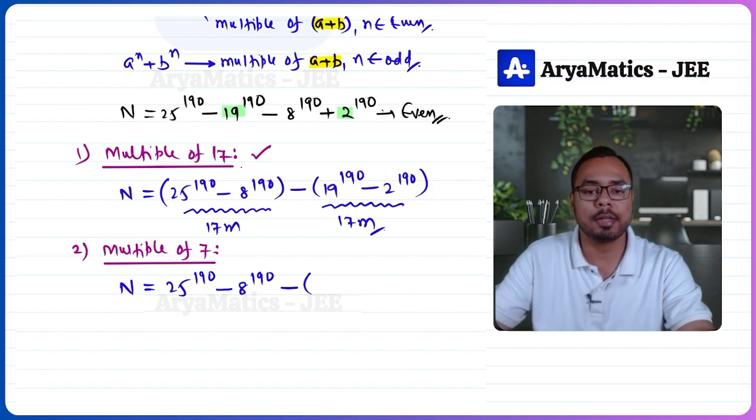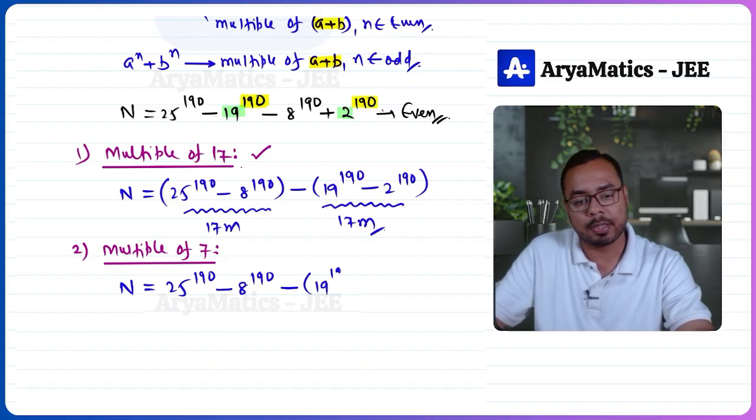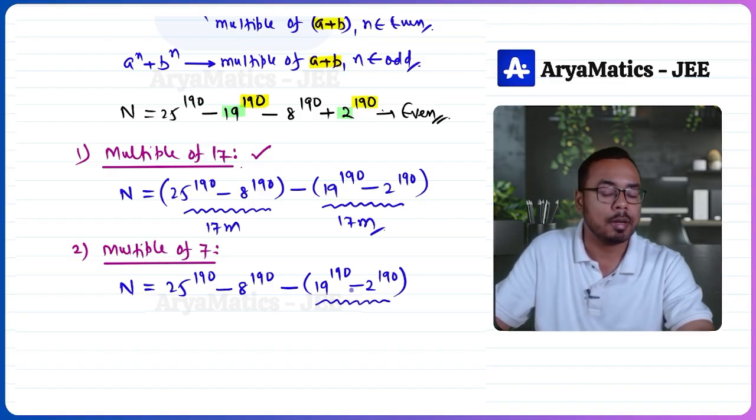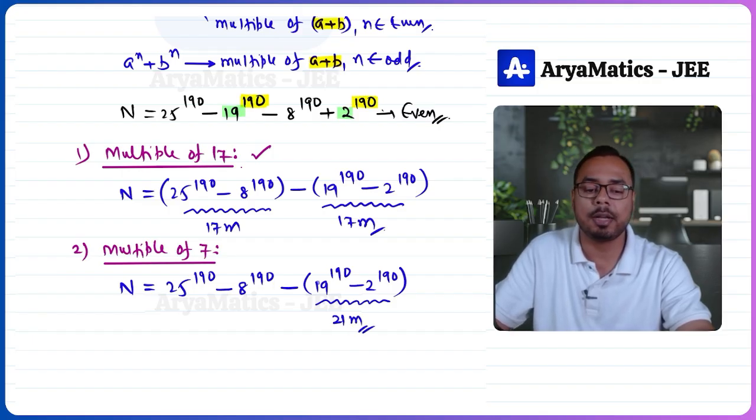And a raised to n minus b raised to n is a multiple of a plus b also, if n is an even number. So clearly we have an even exponent. If I combine these two terms, 19 raised to 190 minus 2 raised to 190, then we can show that this will be a multiple of 19 plus 2, which means a multiple of 21. And if it is a multiple of 21, it has to be a multiple of 7 also. So we can neglect this part, right?